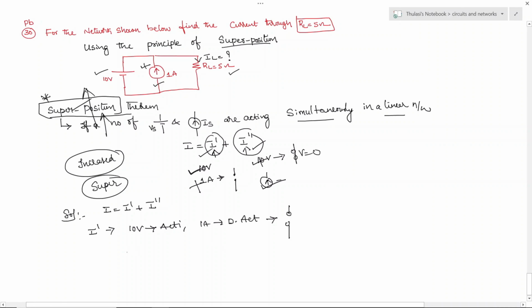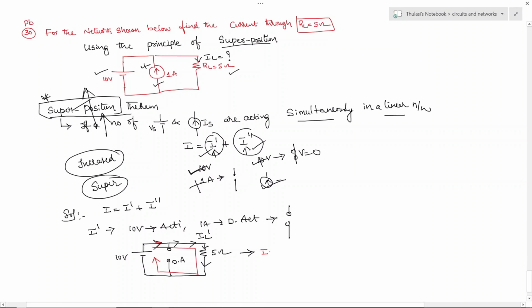Now see the problem. The 10-volt source is active and the 1 ampere source is open circuited. This is the meaning of deactivation, and we already have a load resistor as shown in the problem, which is 5 ohm. The current flowing in this branch is IL dash. You can see how the current flows; this is the direction of IL dash.